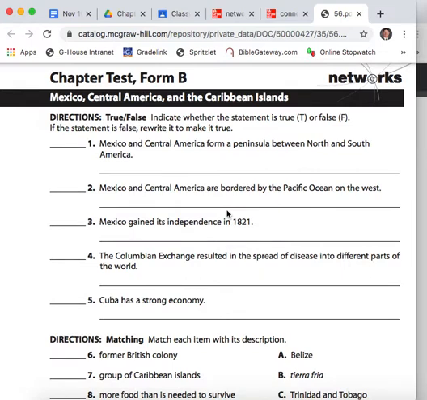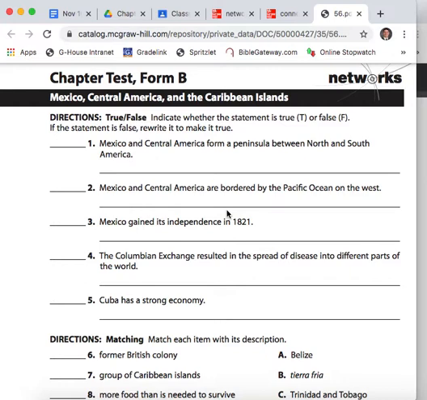Number one, Mexico and Central America form a peninsula between North and South America. That would be false. They don't form a peninsula. A peninsula sticks out into a body of water and is covered on three sides. This would be an isthmus because it's between North and South America, and it's this smaller, more narrow body of land between two other bodies of water, the Gulf of Mexico and the Pacific Ocean.